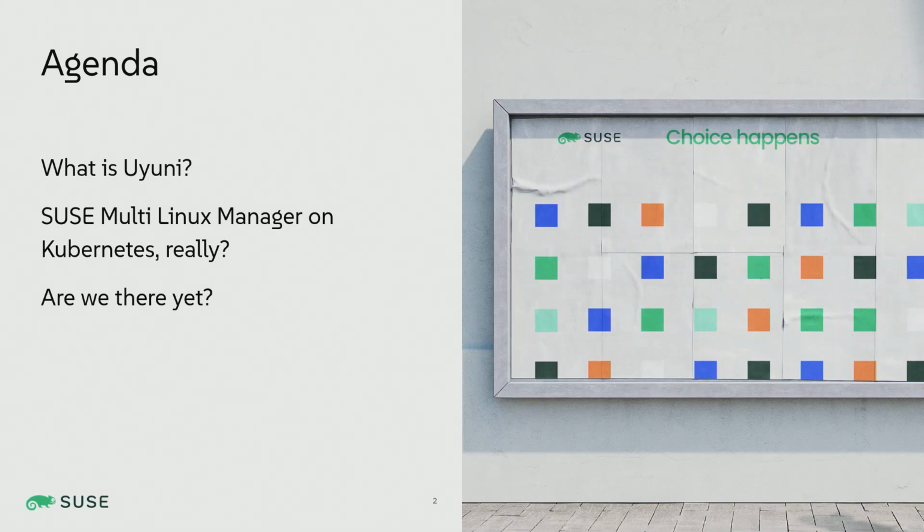So first we'll go through what is Uyuni, because obviously it has to be reminded at some point. And Uyuni and SUSE Manager are running on Kubernetes. Does it make sense? Why do that? Why not? And the obvious question is, are we there yet, right? The usual question from the kids, 5 minutes after sitting in the car, are we there yet? That's about the same.